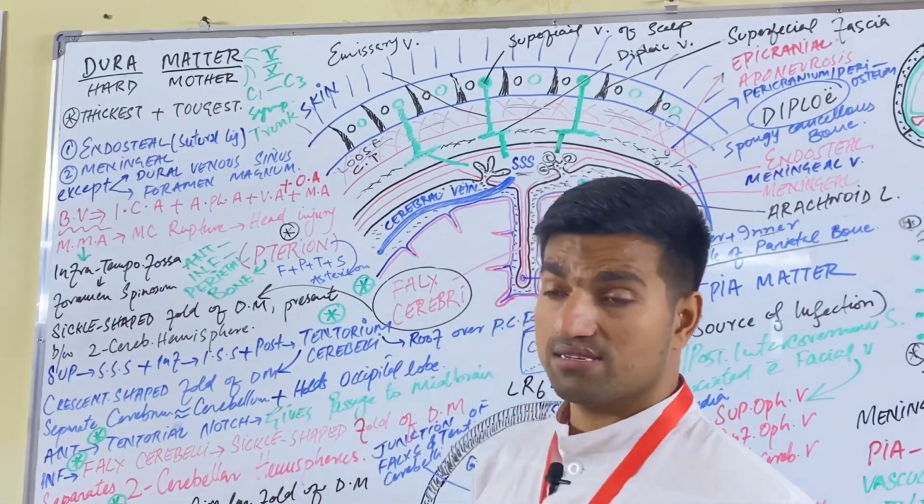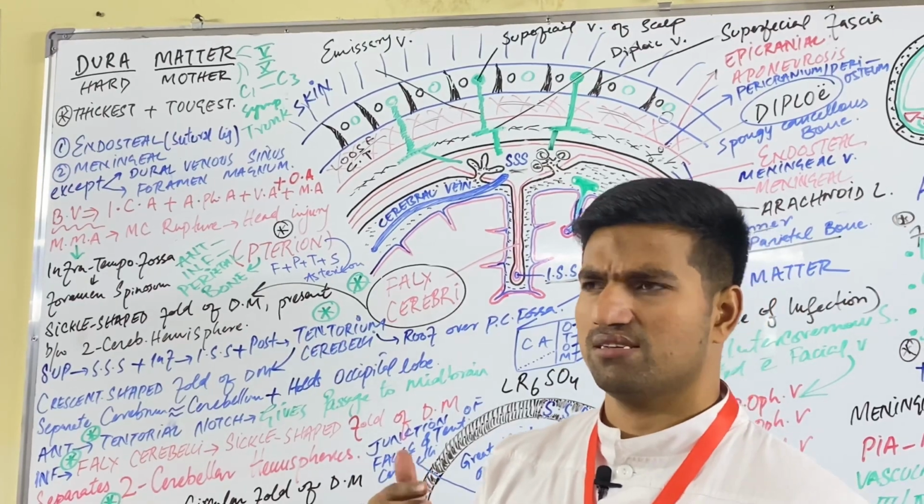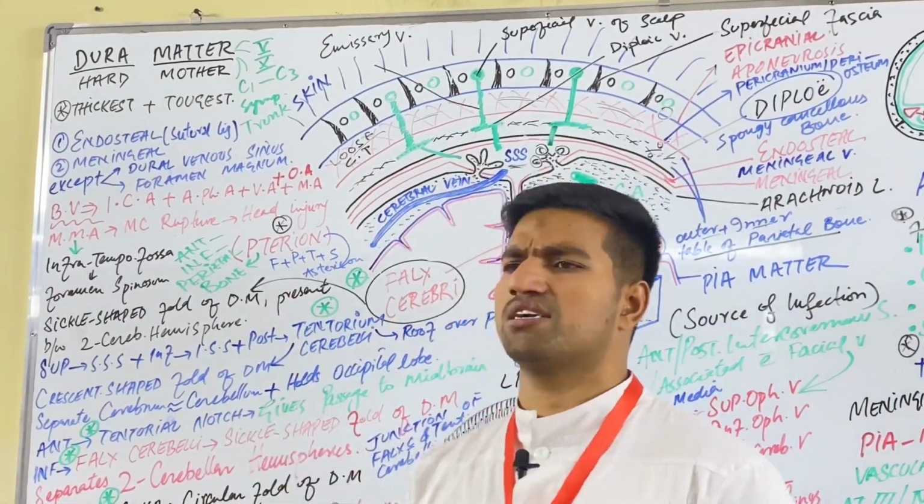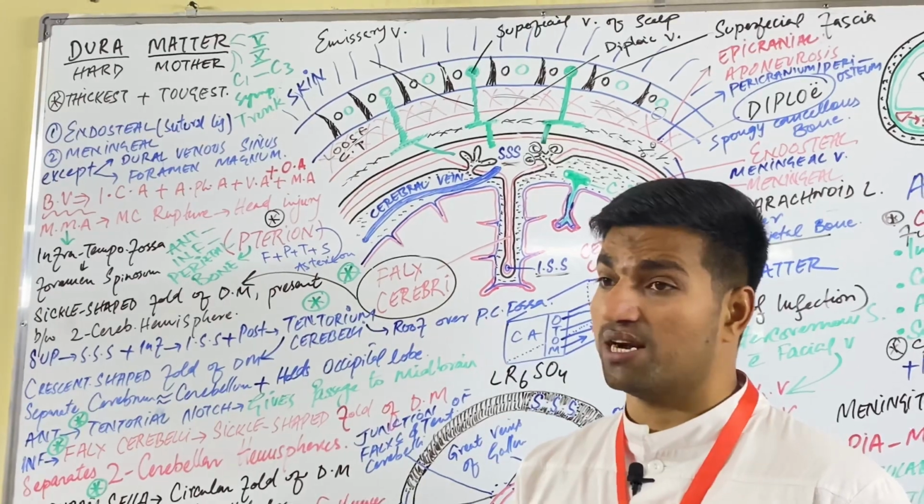The blood supply of the dura mater is from the internal carotid artery, ascending pharyngeal artery, maxillary artery, occipital artery, and vertebral artery.